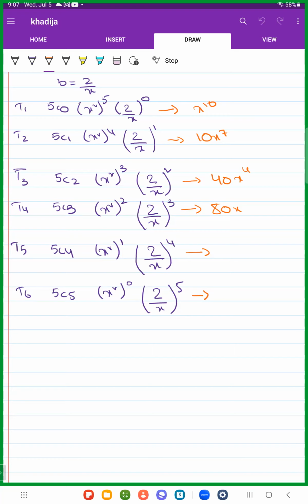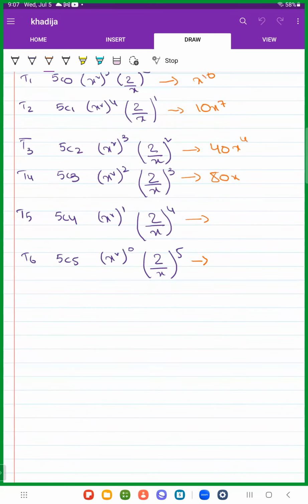You're talking about T5? You said 80x cubed? Okay. Look over here. We did term 4. I said term 4 is 80x, not cubed. Okay, just wait. Let me. This will become x to the power 4, and this is x cubed. So x to the power 4 upon x cubed. Okay. I think I messed up. But I got the understanding of it. Yeah, I understand. Okay.